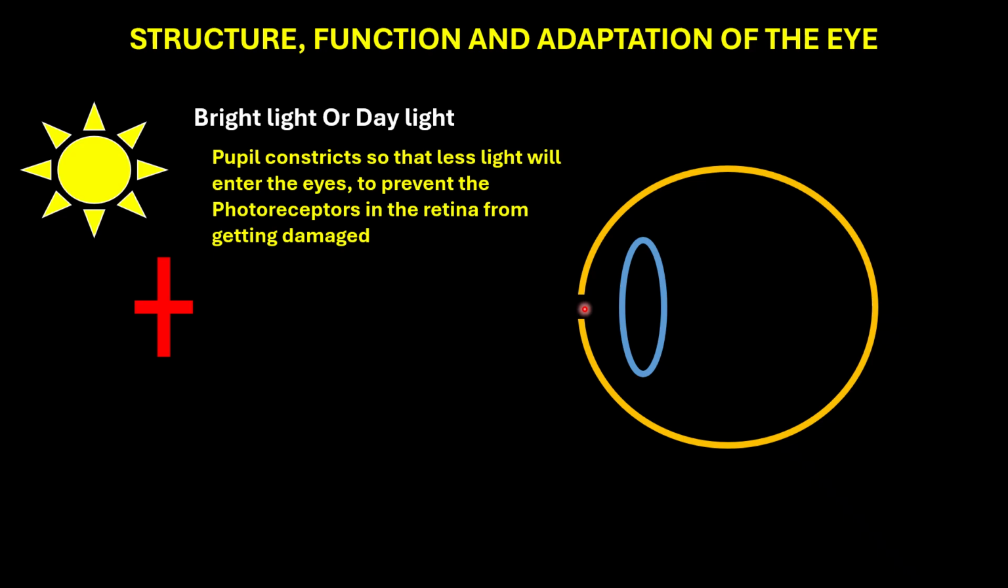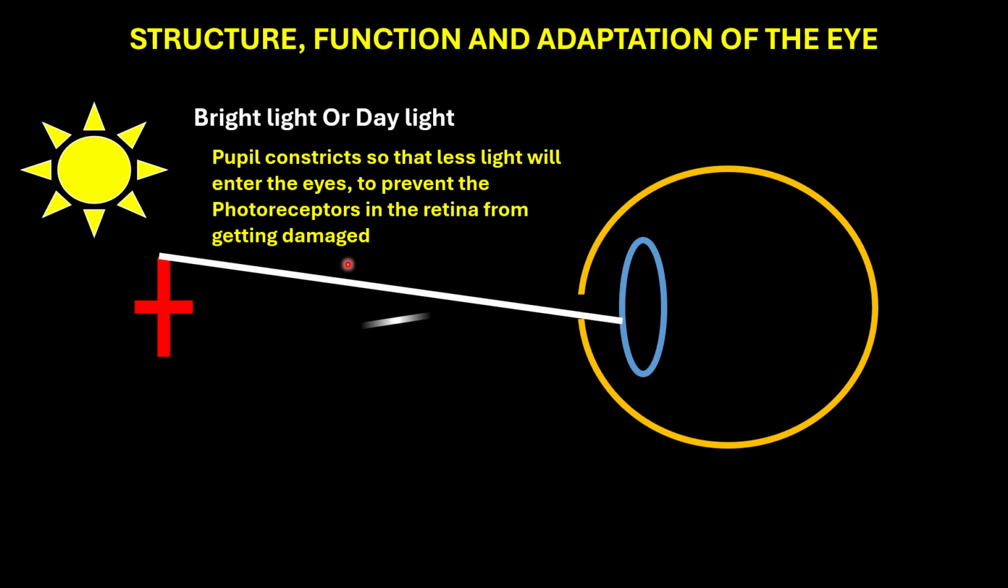Sorry, the pupil is the space or the opening within the iris. So that's why we see an opening here. This opening represents the pupil, and the pupil is actually within the iris. So what goes on during the day? During the day, the pupil constricts so that less light will enter the eye. This is to prevent the photoreceptors in the retina from getting damaged.